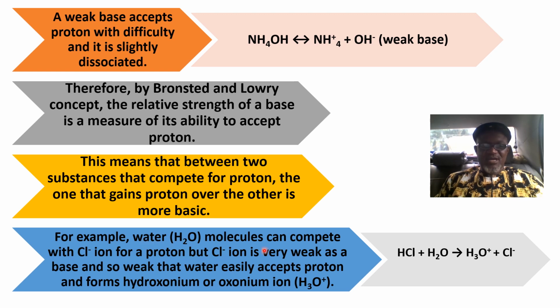For example, water molecules can compete with Cl- for a proton, but Cl- is very weak. Look at the equation. Cl- is very weak as a base, so weak that water easily accepts proton and forms hydronium ion. So assuming Cl- is strong, it will not allow this hydrogen. Look at the argument. It's funny anyway, but then look at it critically. Water is stronger, so it collects this proton from Cl and leaves Cl as Cl-. And when it collects this, it now forms hydronium ion.